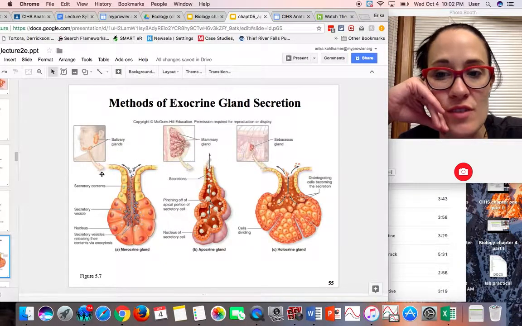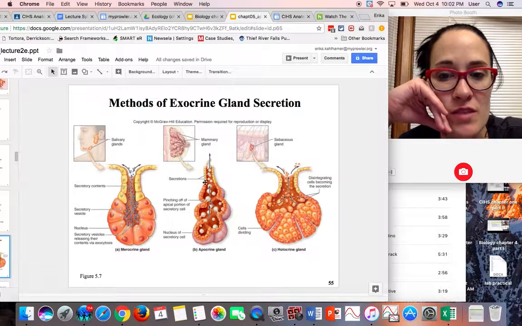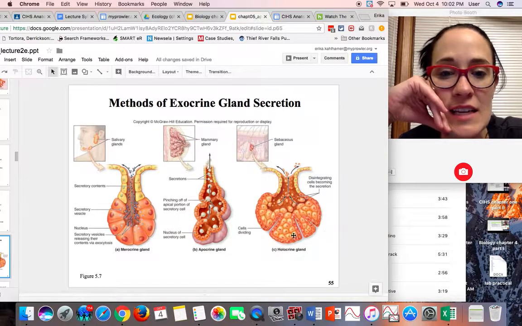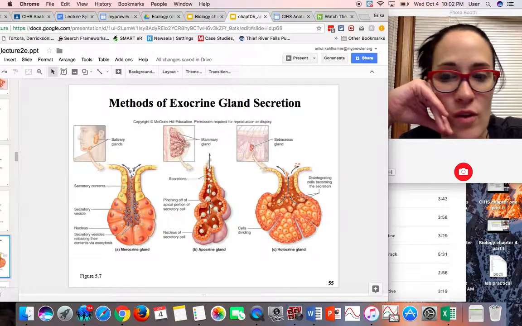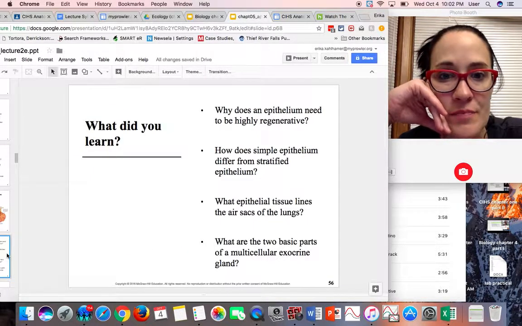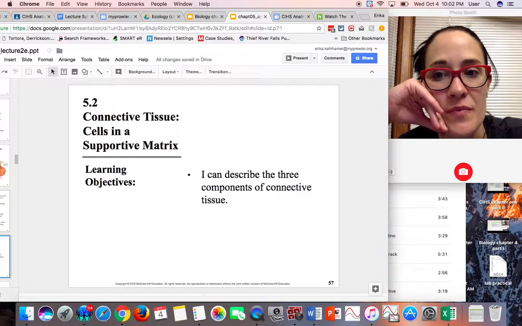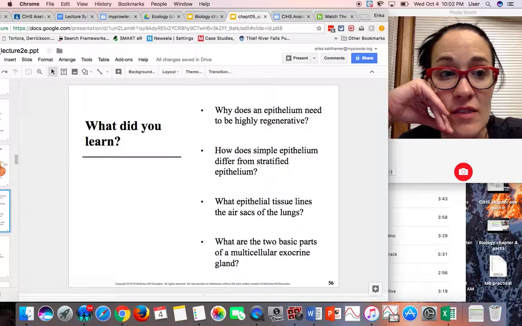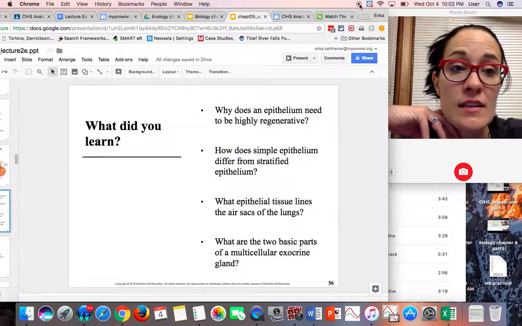And this just shows those three: merocrine, liquid; apocrine, you can see parts of the cells like mammary glands; and then whole cells that are broken to pieces like your sebaceous glands, your oil glands. And then you can review those questions, make sure you can answer them. And that is the end of epithelial tissue and glands.